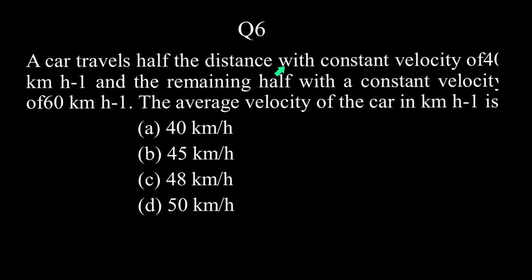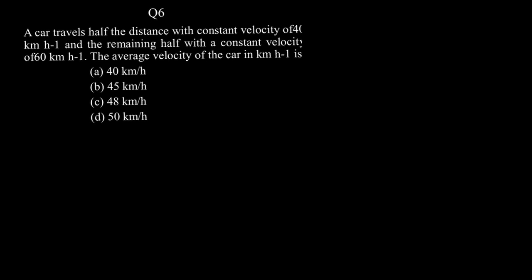A car travels half the distance with constant velocity of 40 km per hour and the remaining half with a constant velocity of 60 km per hour. The average velocity of the car in kilometer per hour is... Okay. So let us first draw a rough diagram so that we can understand the question more clearly.